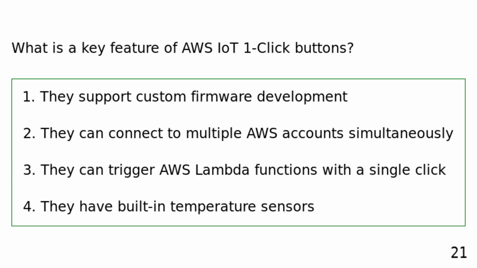What is a key feature of AWS IoT one-click buttons? They support custom firmware development. They can connect to multiple AWS accounts simultaneously. They can trigger AWS Lambda functions with a single click. They have built-in temperature sensors.